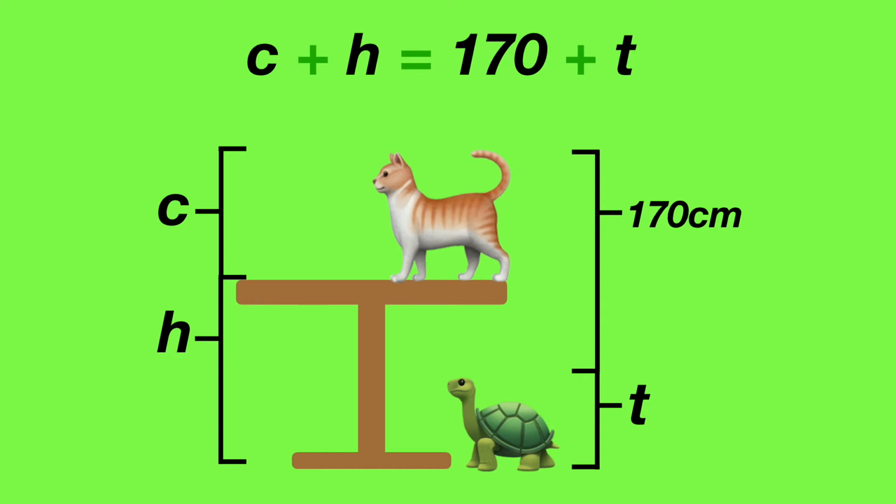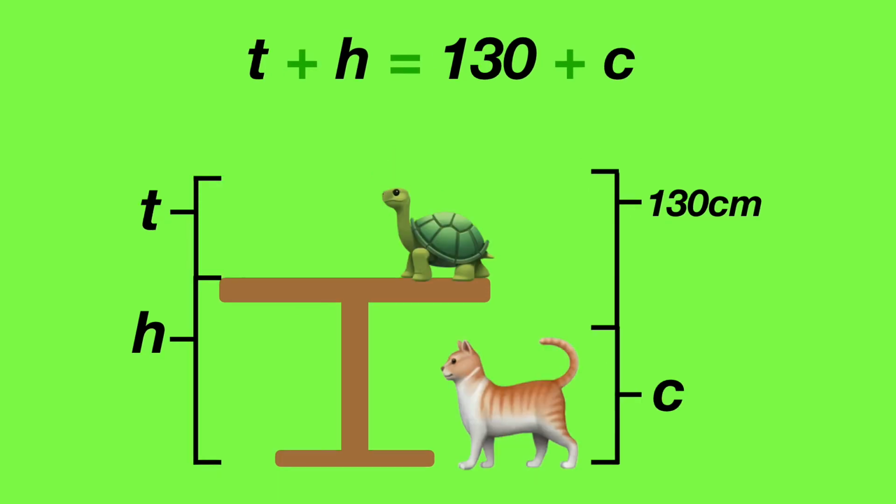the same as the height of the turtle plus 170 centimeters. So c plus h is equal to 170 plus t. From the diagram on the right, we see that the height of the turtle plus the height of the table is equal to the height of the cat plus 130 centimeters. So t plus h is equal to 130 plus c.